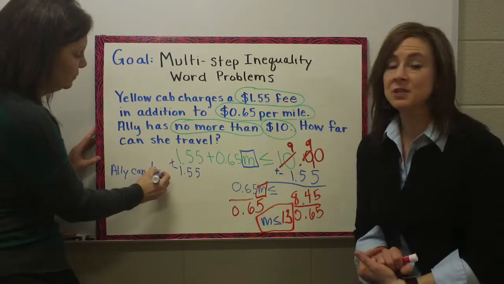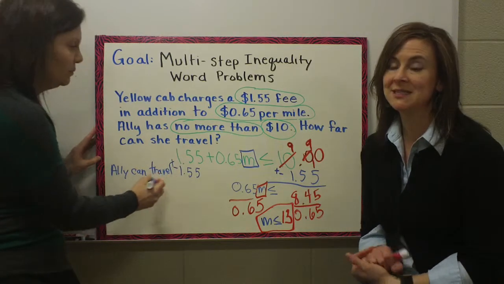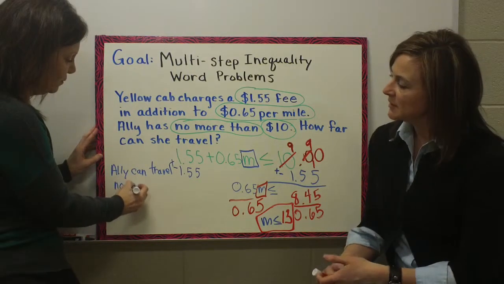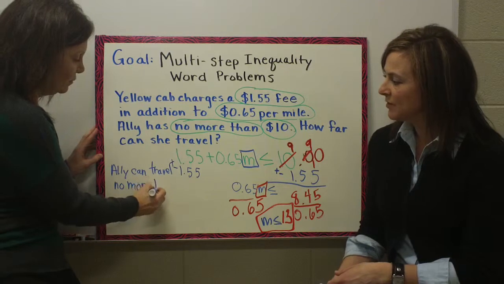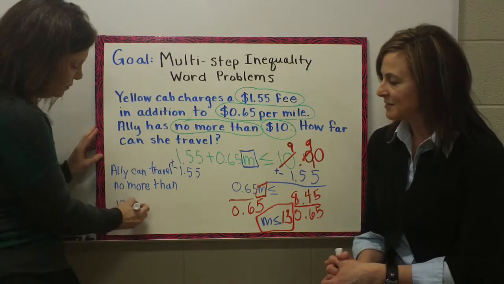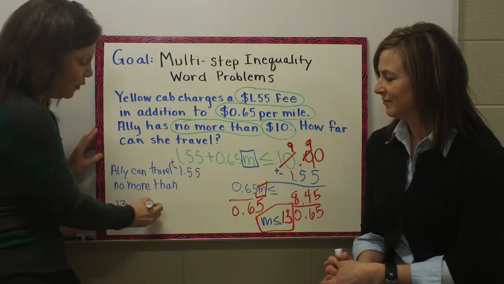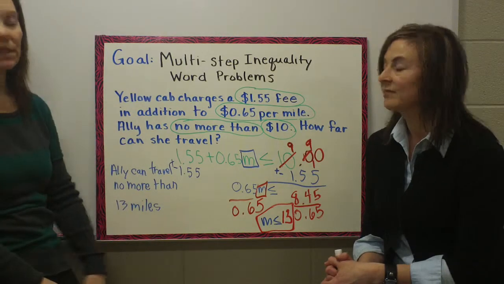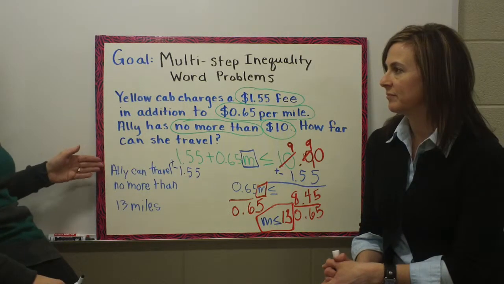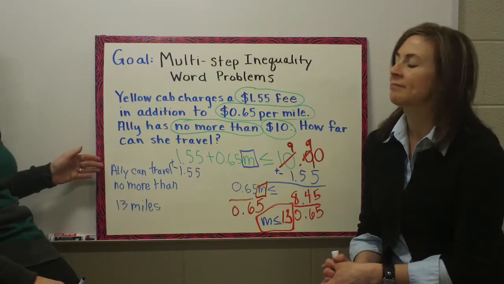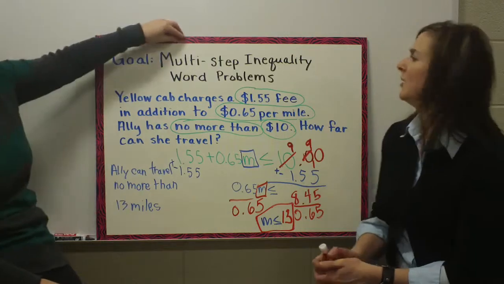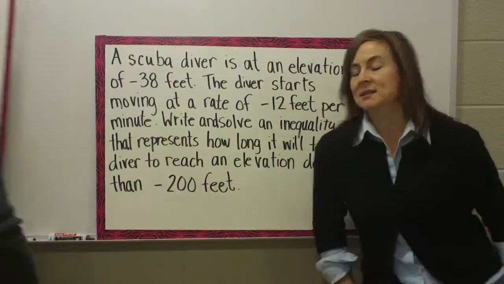Now remember that when we're solving word problems, we want to write a phrase that answers the question. So as you can see, Mrs. Lush is writing, Allie can travel no more than 13 miles. Remember, we have more than one phrase we could substitute for this symbol, so I could have written Allie can travel 13 miles or less, or Allie can travel at most 13 miles. All right, let's look at one more example.